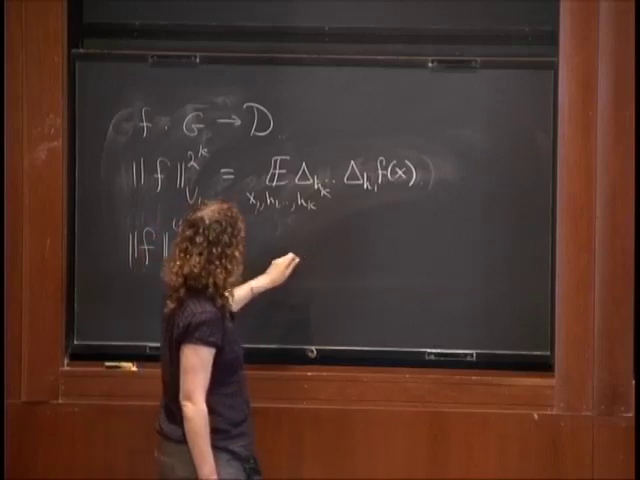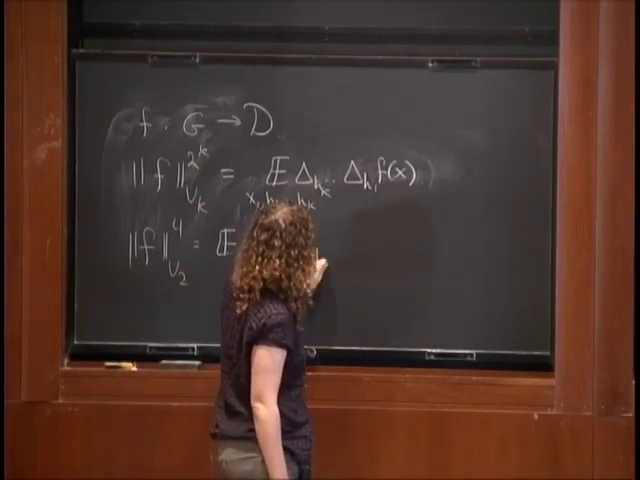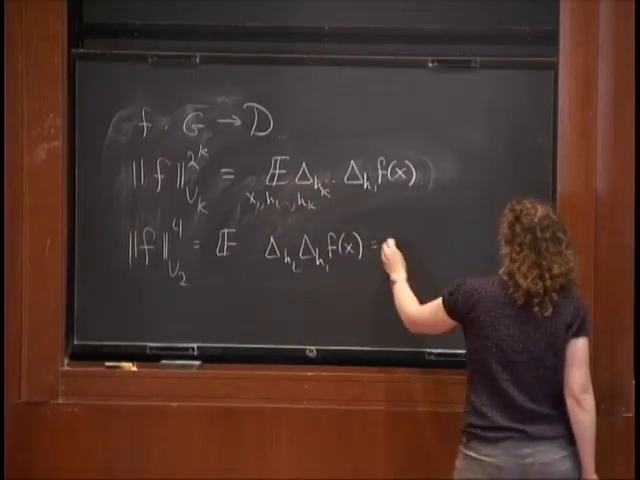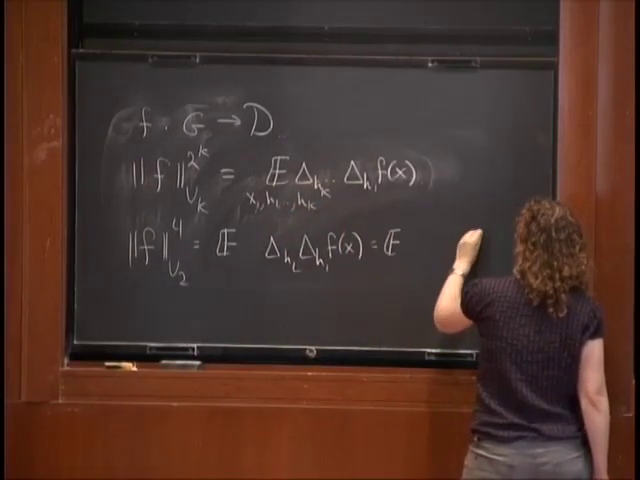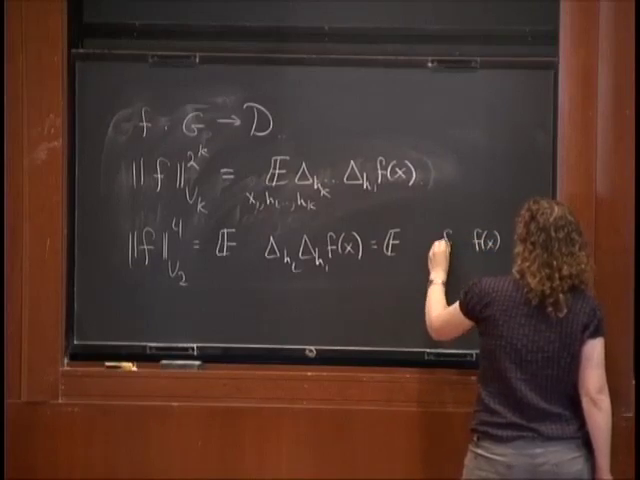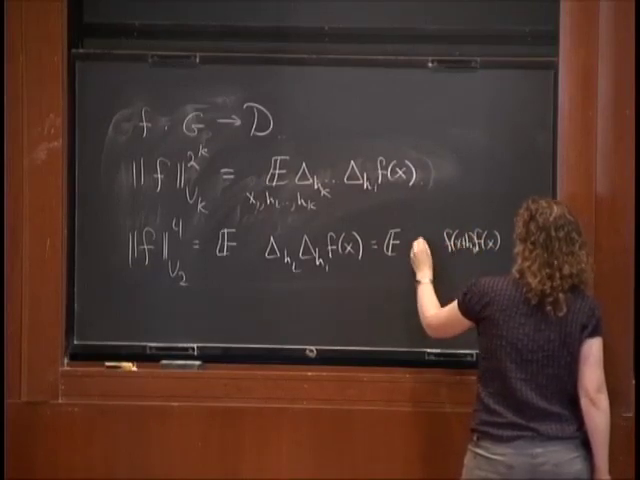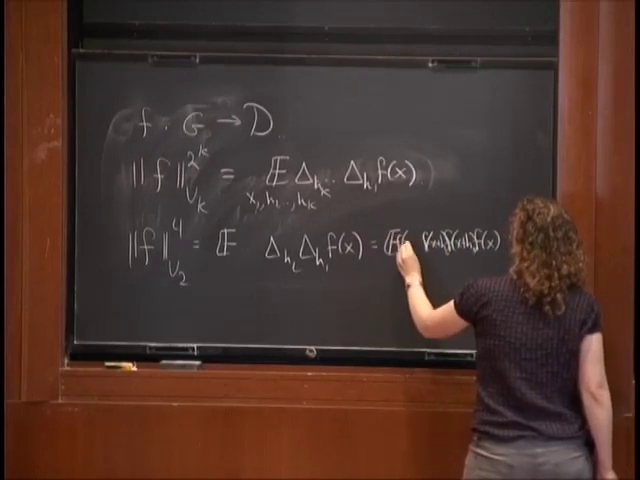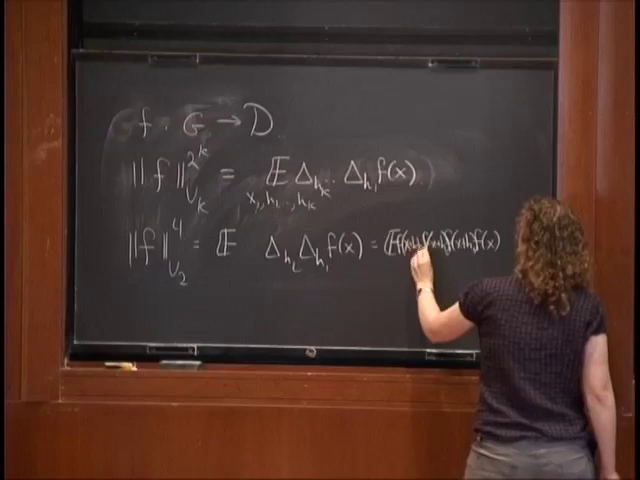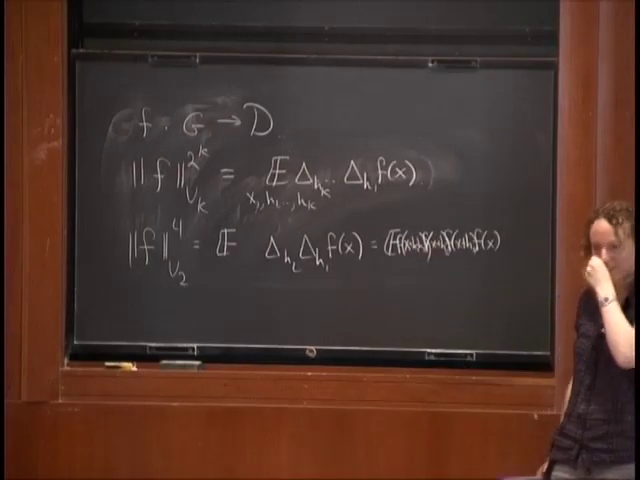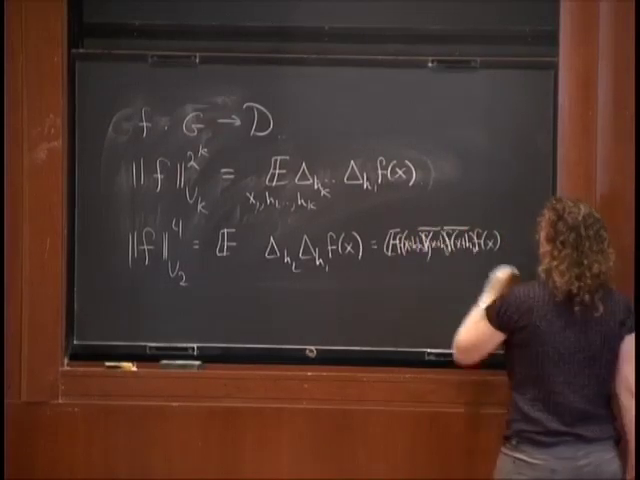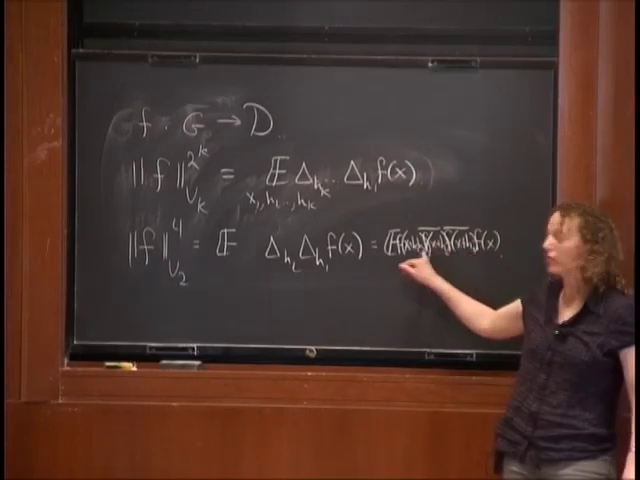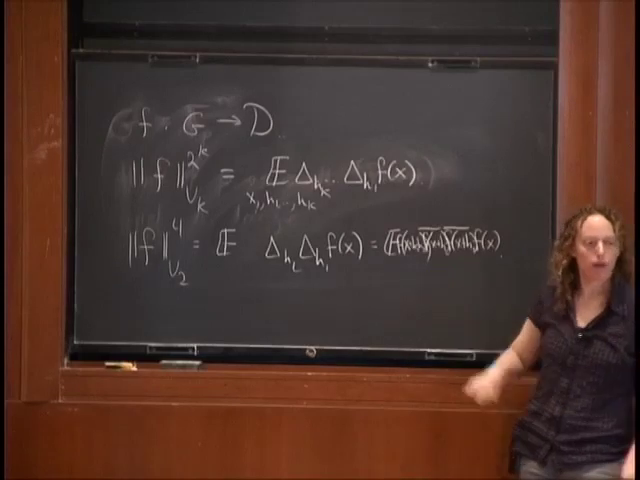Well, this is the average over delta h1, delta h2 fx, which is f of x plus h1, f of x plus h2, f of x. Kind of a mistake to write it in this direction. Which is exactly the U2 norm. We average over the cubes, two-dimensional cubes. Okay?